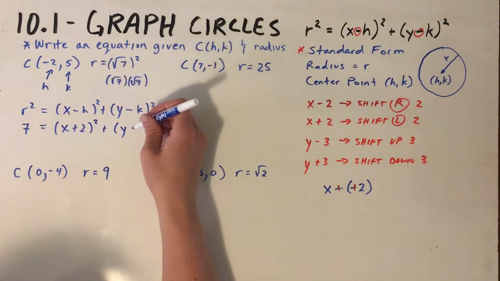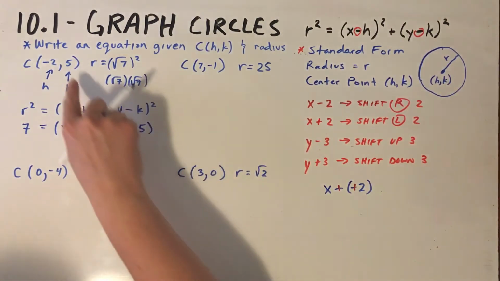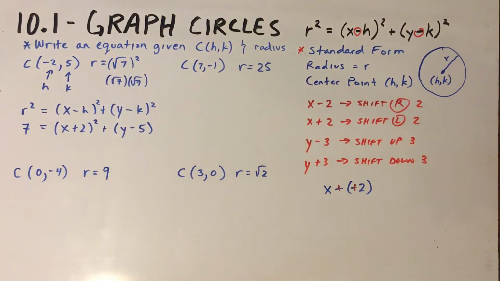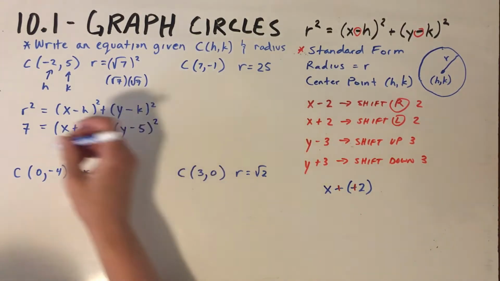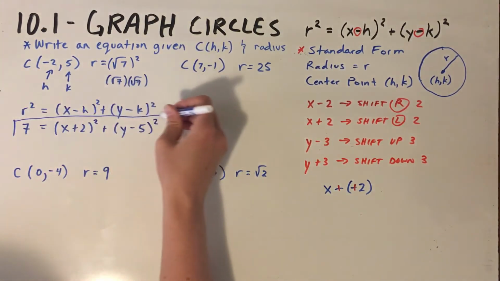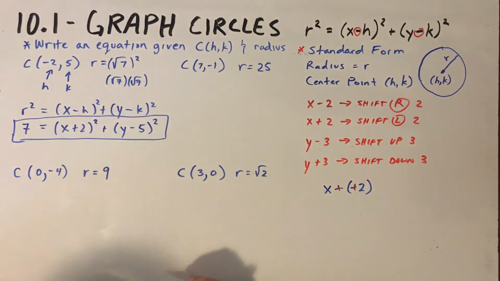All right, so this is going to be x plus 2 squared, and this is going to be y minus 5. Again, the actual value of k here is just 5 because it already is being subtracted. So this is the equation of the circle that I'm looking for, given its center and radius.